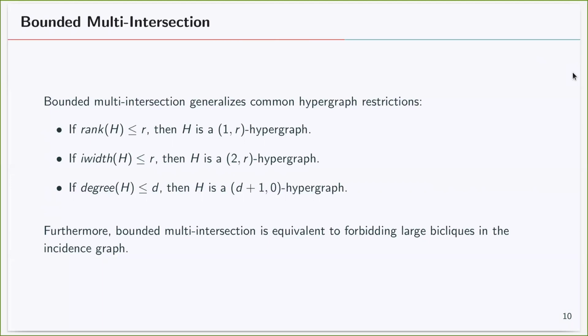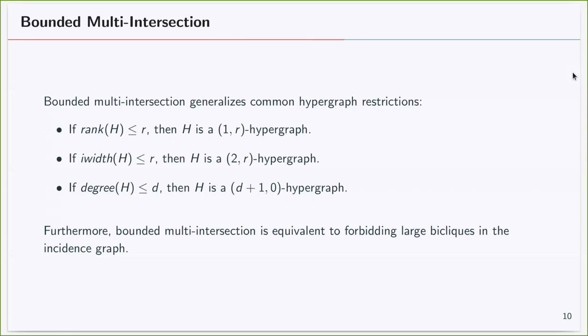And maybe more interestingly, also if we have degree at most D in a hypergraph, this is a D+1 zero hypergraph, right? Because the intersection of any D+1 edges has to be empty, otherwise there would be a vertex with degree D+1. And so this is quite interesting because now multi-intersection generalizes this one thread of rank and intersection width, and also generalizes bounded degree, which is a completely different property in many ways, and it's not connected to rank at all, except over the dual. But there's no direct connection between rank and degree. But multi-intersection generalizes both of them.